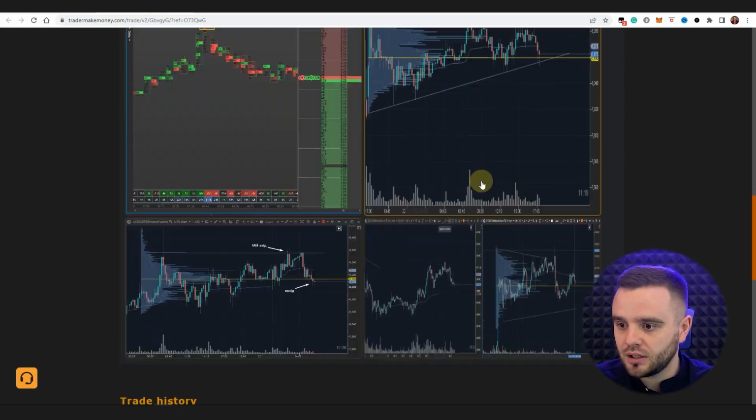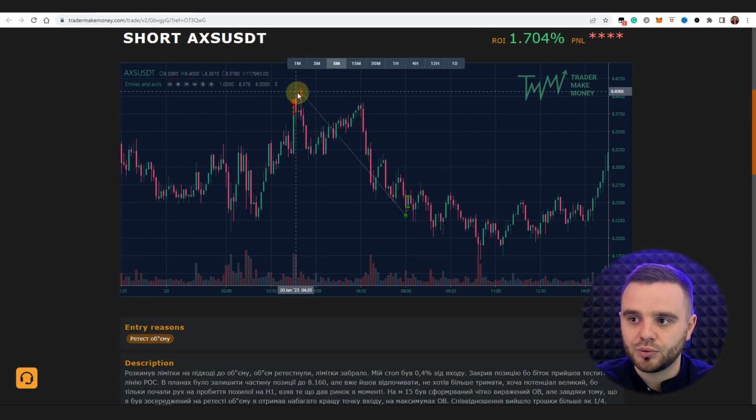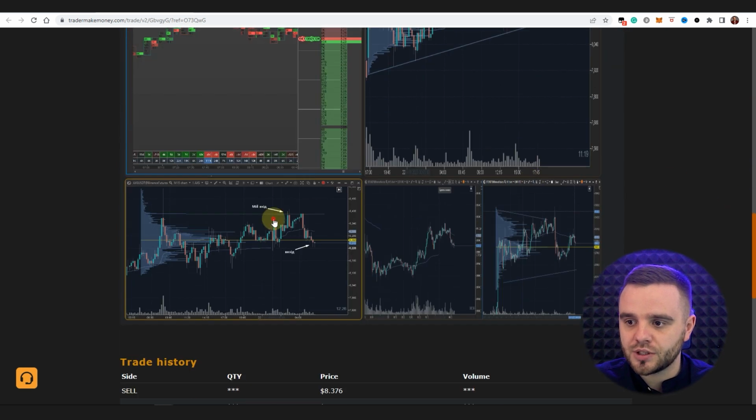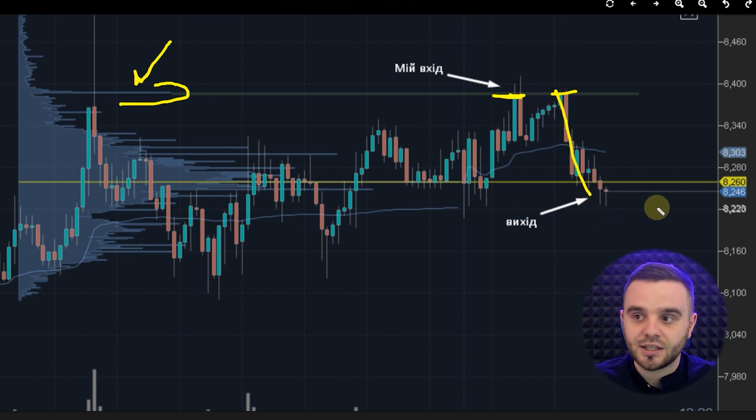Another example, have a look here. It is a trade of our student on Axie Infinity. Beautiful short. Have a look at the insane accuracy. What was the major reason for that trade? Pay attention, my friend. Here is the volume profile indicator. Price exactly retested here, additional big volume happened, and price just dropped.